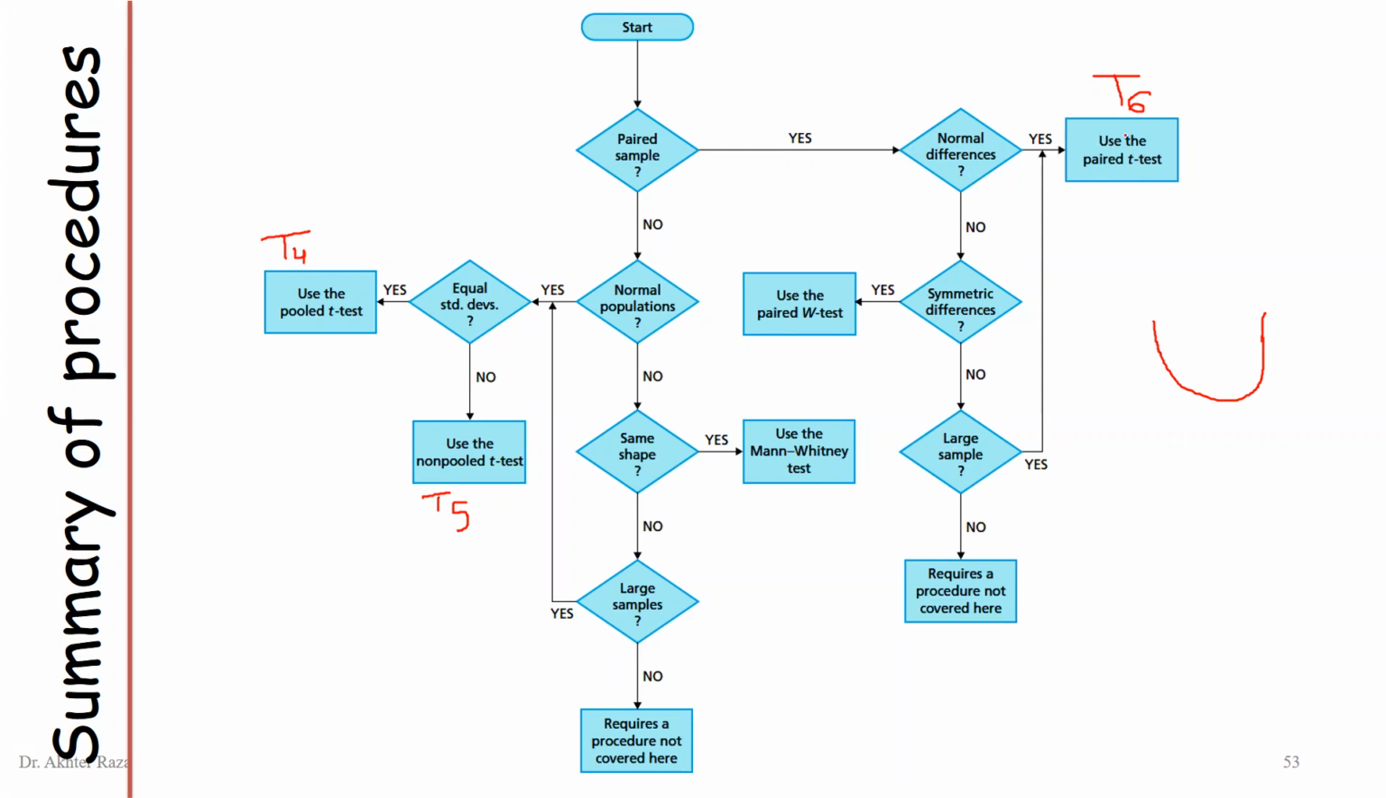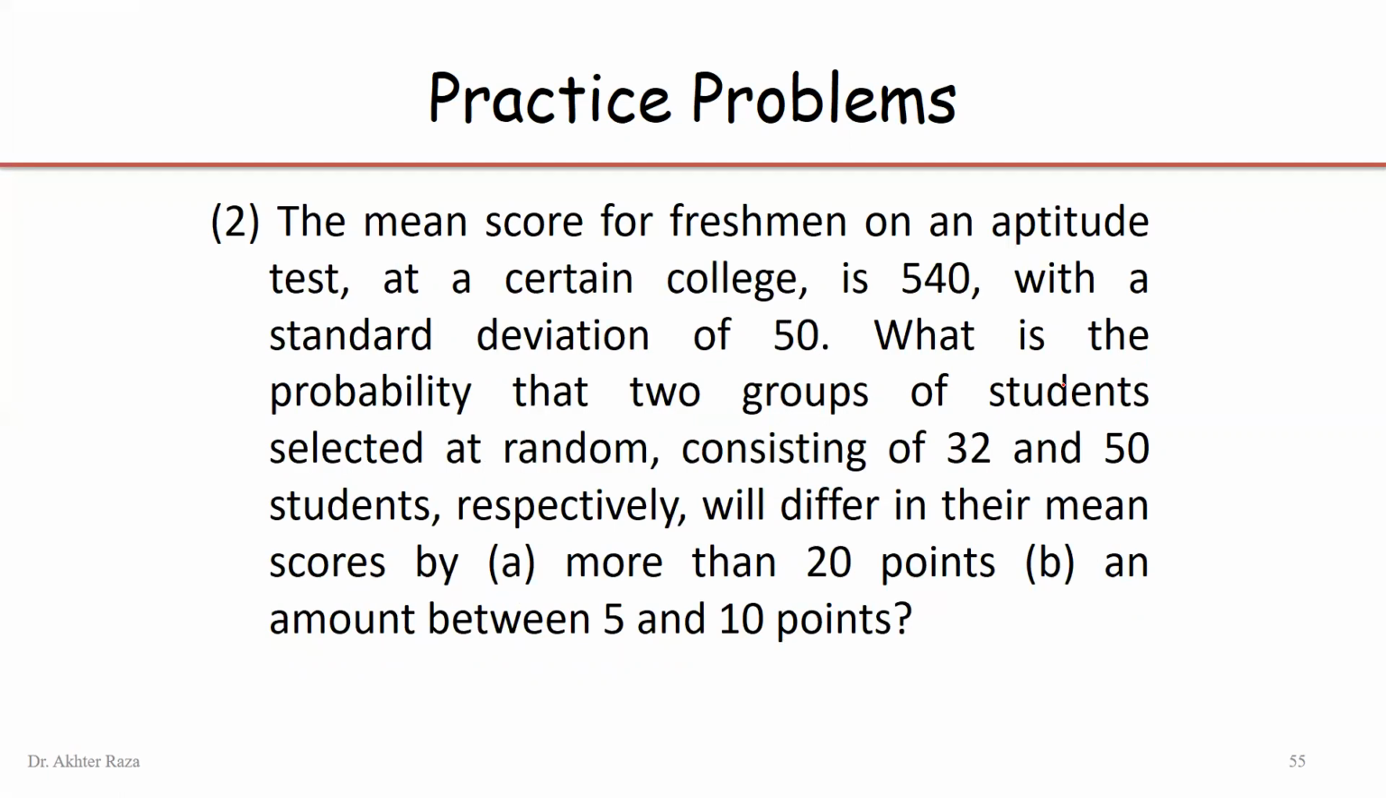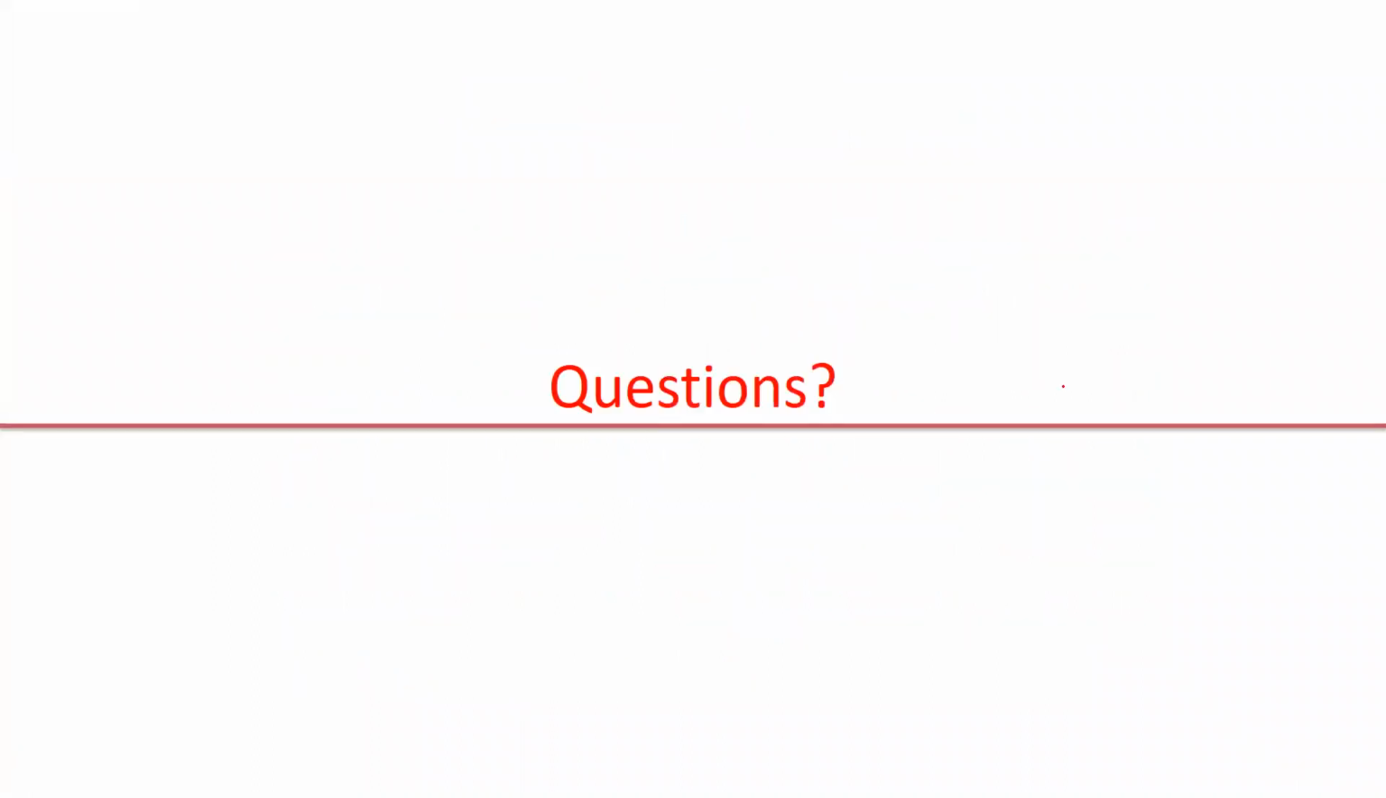The paired t-test can be used in two situations: samples are dependent and populations are normal, or we have a large sample size. So this is the conclusion of this complete chapter, and this flowchart is a very important flowchart. Thank you very much. For some practice problems, you have to solve these problems yourself. Three problems are here, and that's all.